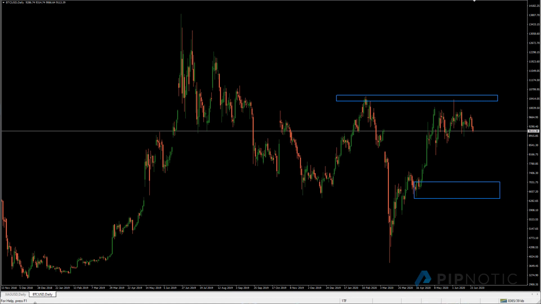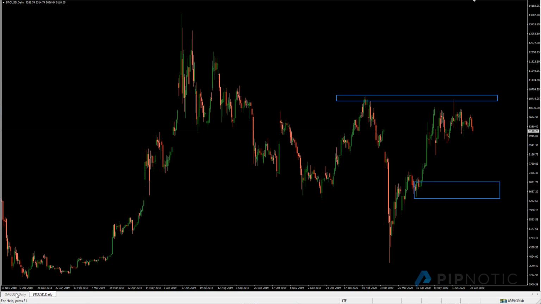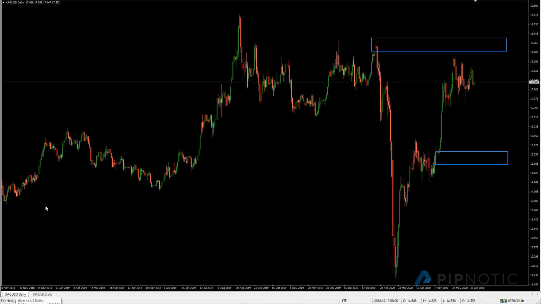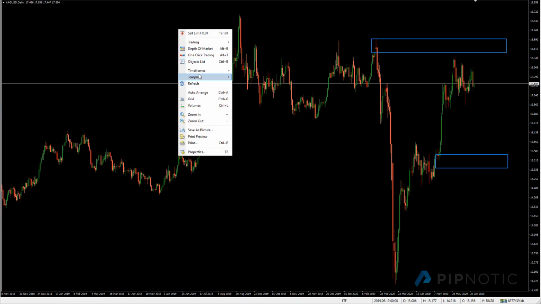Isn't that interesting that they look so much alike? Let's go back and forth a couple of times. That's incredible. They really do look alike. So maybe Bitcoin is the equivalent to the digital gold. Who knows? Anyway, enough about that. Let's focus on this time frame.